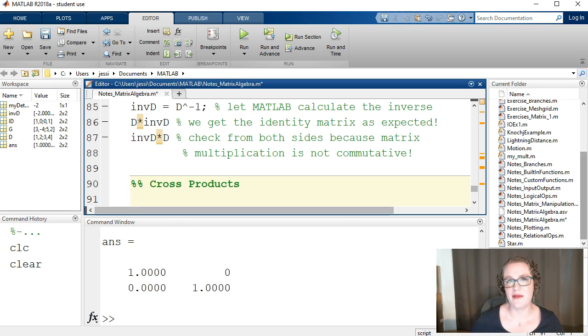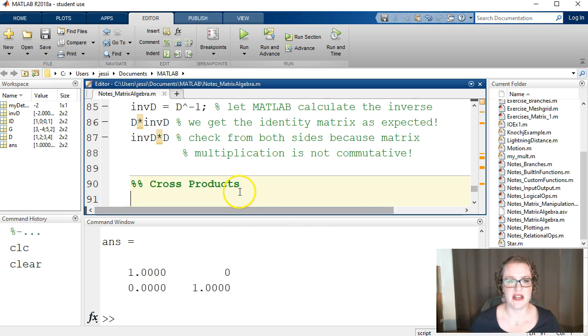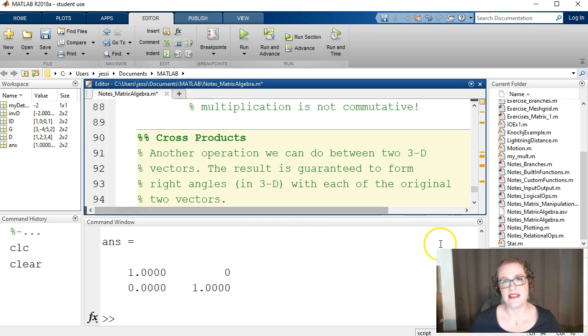Cross product is an operation you can do between two three-dimensional vectors. The result of the cross product is guaranteed to form right angles with the original two vectors, which is a nice thing to be able to do. The size or magnitude of the resulting vector is based on how big your other two vectors are. So it does depend on both size and direction of a vector.